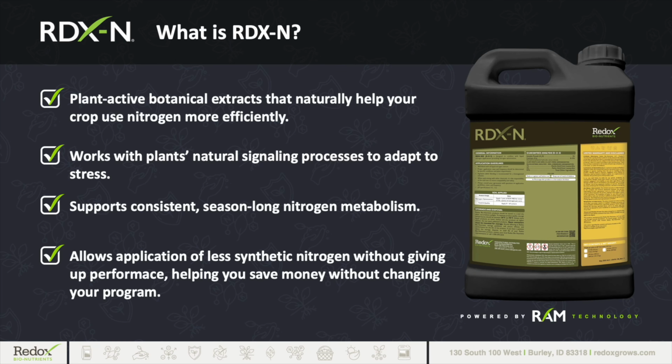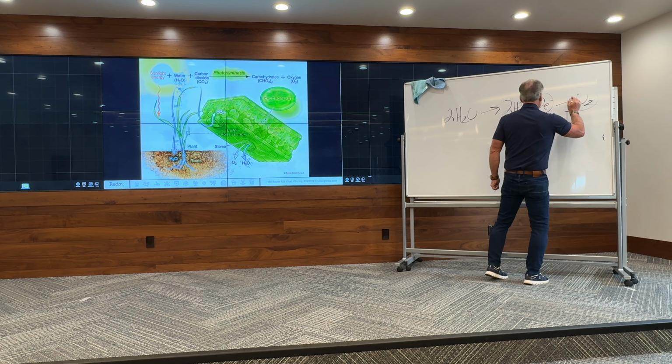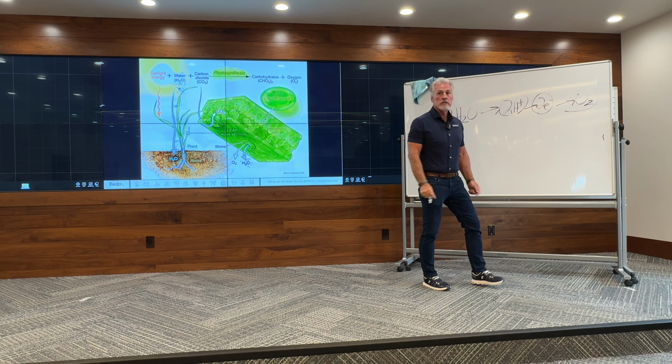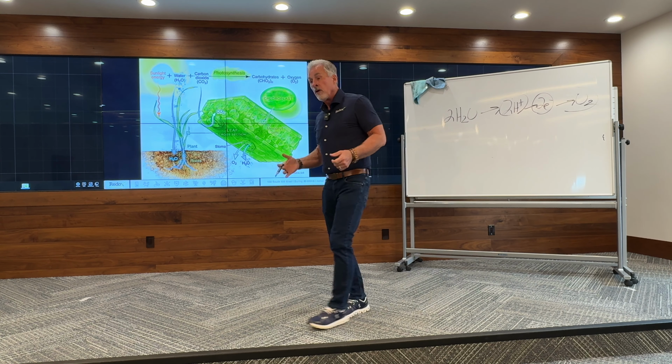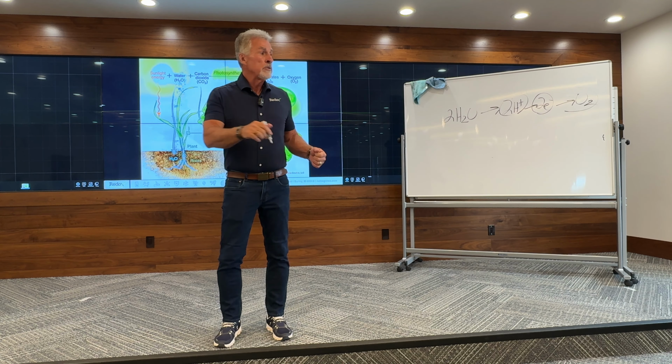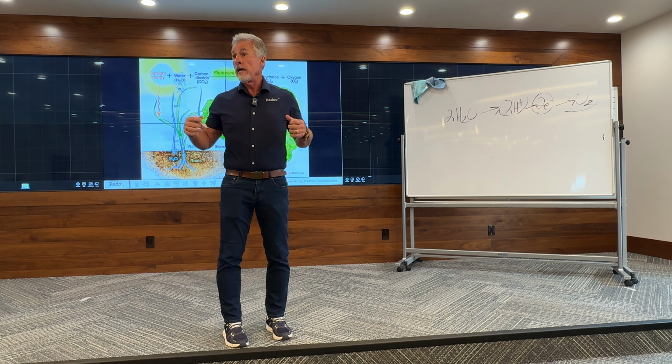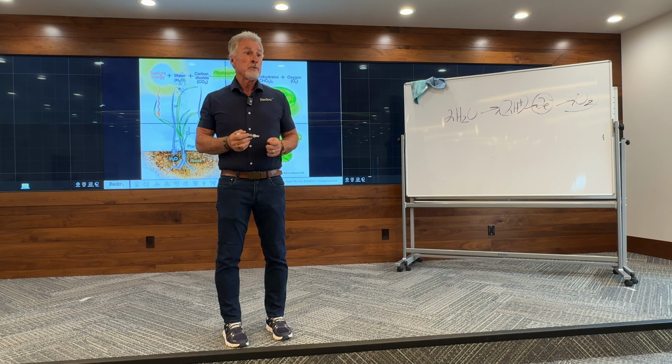Guess what RDX-N does? It affects electron flow, therefore it is affecting photosynthesis itself. And it is affecting cation-anion balance in the plant. That is revolutionary. You've never heard that before today. It's constant. I'm producing positive and negative charge all the time. And especially now in today's world where we have light pollution, that plant's really never off.